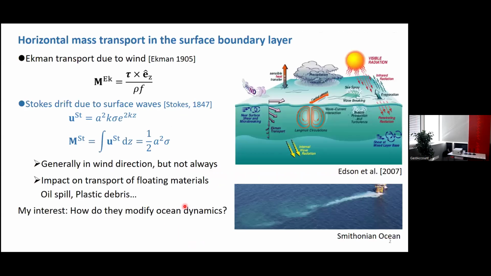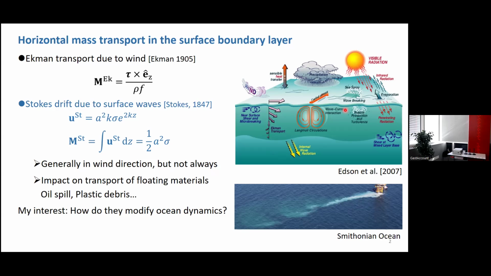Let me start from this picture. There are many processes going on in the ocean surface boundary area, out of which we are going to feature the horizontal mass transport, because of course it's important for affecting floating materials, but also its horizontal convergence causes Ekman pumping, which eventually drives ocean circulation.